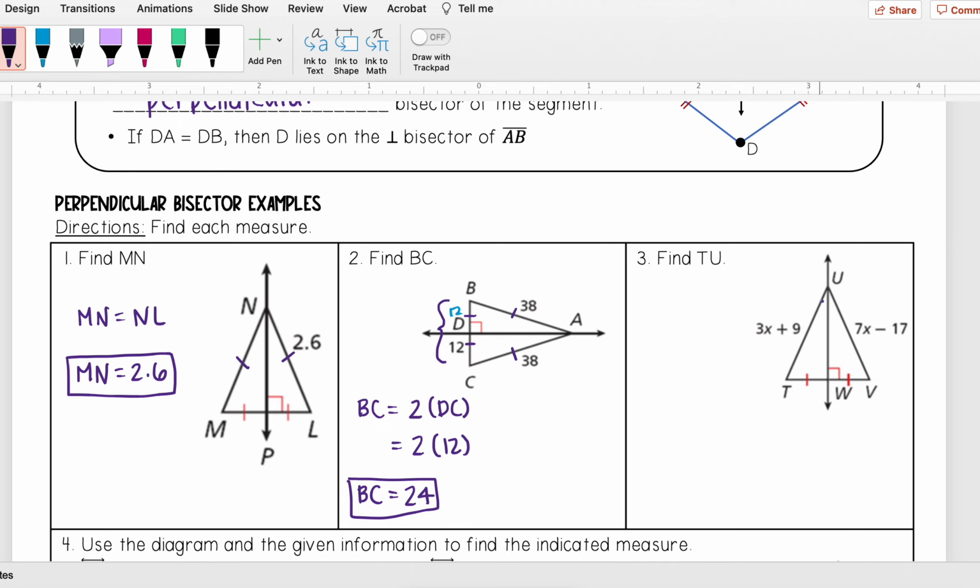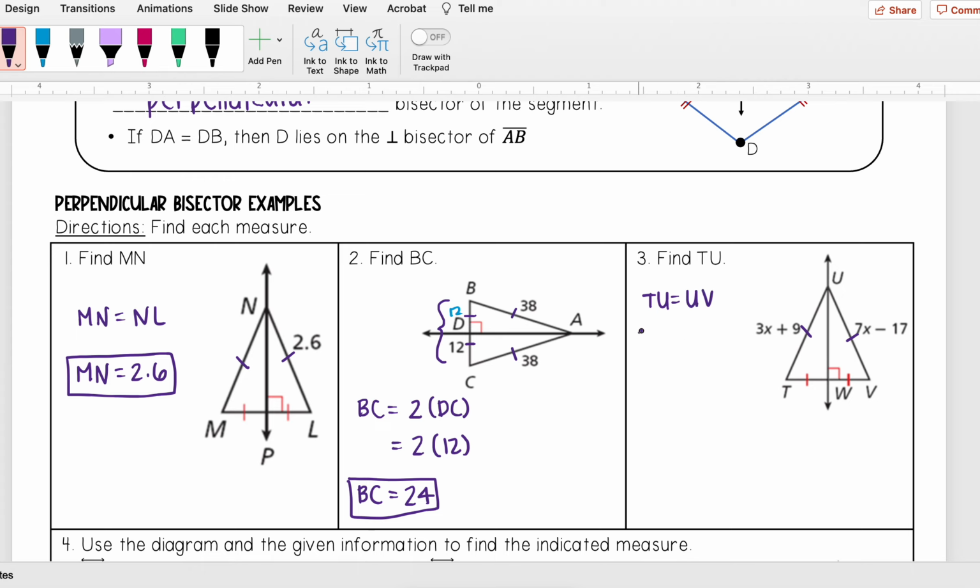Okay, number 3, I want to find the length of TU. Here, this one's just like number 1. I see that I have the perpendicular bisector. Again, it's intersecting TV at a right angle, so I know it's perpendicular. And it's intersecting right at the middle, so I know it's also a bisector. And so we know from the perpendicular bisector theorem that TU is equal to UV.